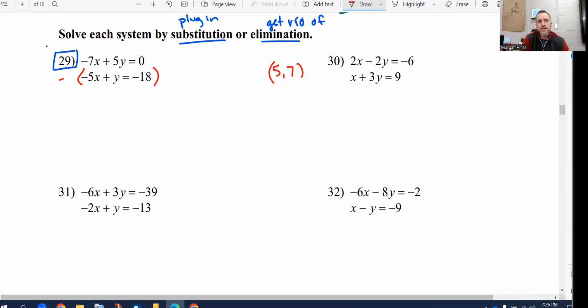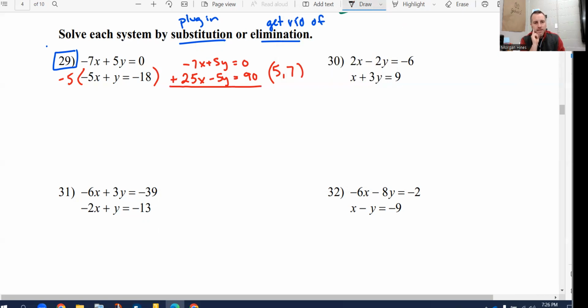I want the y's to have coefficients that match but have opposite signs so that when they add up, they get 0. So I need a 5 in front of here, but I need it to be negative. So I'm going to multiply it. And that's going to become negative 7x plus 5y equals 0. That's still the first equation. The second equation, I'm going to distribute that negative 5. It's 25x minus 5y. And then this part's very important. The multiplying has to be done to the whole equation, not just one side.